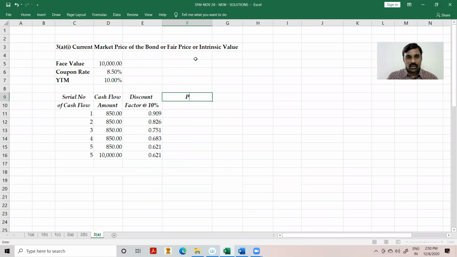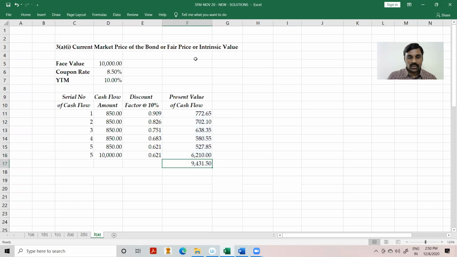Next, present value of cash flow. This is the cash flow amount into the discount factor. This is the present value of cash flow.